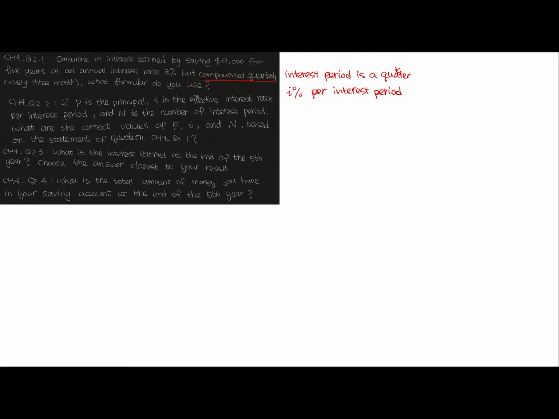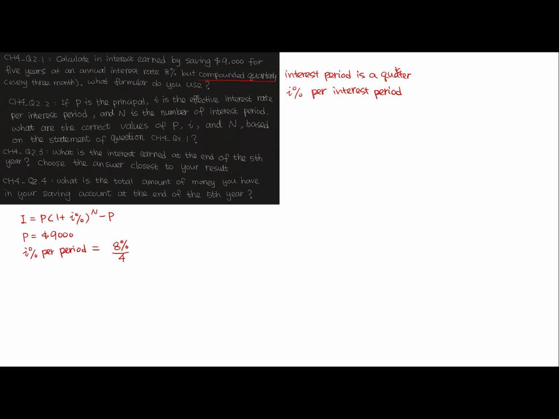So the first thing is what formula to use. Although it's compounded quarterly, it's still a compounded interest rate problem. So the formula is the same. It's I equals P times (1 plus I%) to the power of n, minus P. Okay, and your P is still 9,000. But your I% per period is 8% over 4. Why?